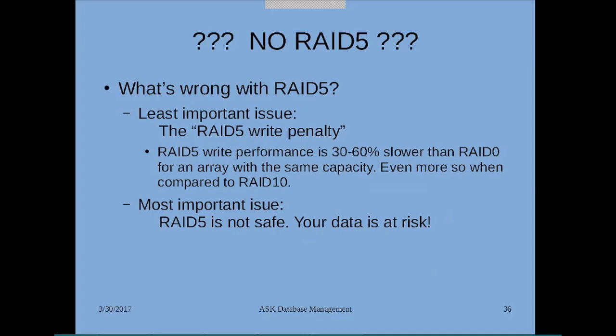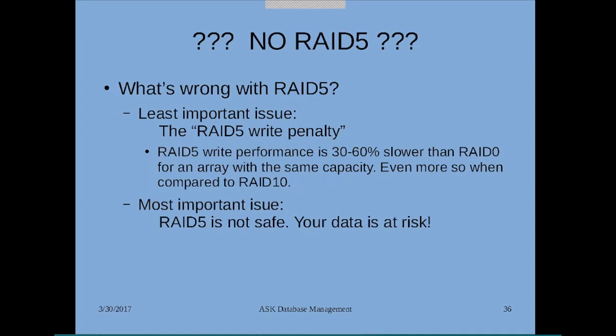Well, the first and the least important issue to my mind is what's called the RAID 5 write penalty. Okay. RAID 5 write performance is from 30 to 60% slower than RAID 0, than just a plain stripe of the same number of drives that provides the same capacity. Okay, and more so when you compare it to a RAID 10 array, which can read from both sides of the array at the same time and can write in somewhat parallel. So that is an important issue.